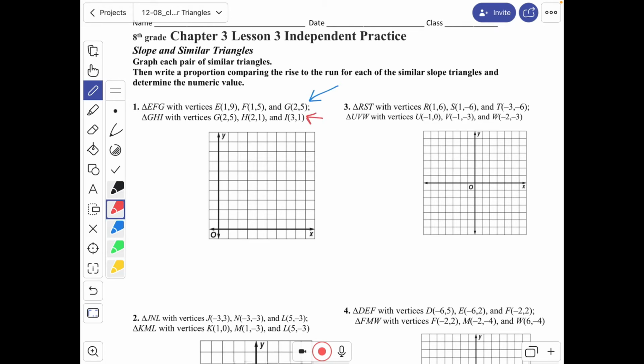And if you have different colors, that would be wonderful. Then we can both see the 2 different triangles. So plot the points. That's what the instructions say. Graph each pair of similar triangles. The second part says you are supposed to write a proportion comparing the rise and run for each similar slope triangle. So you're going to use the letters and find what's the rise using letters over the run for both triangles.